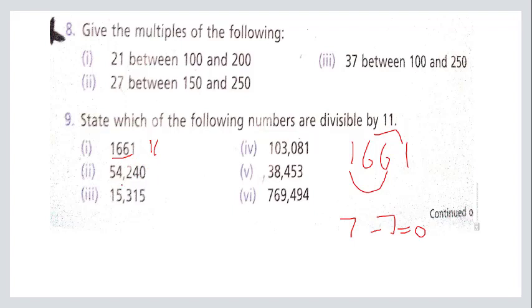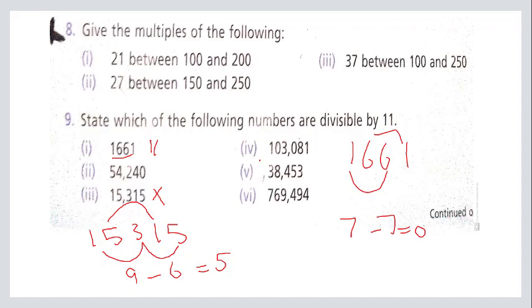Now let's check this third part. 1 5 3 1. 1 plus 3, and then 3 plus 5, alternate digits are to be added, and then 5 plus 1. So 1 plus 3 is 4, 4 plus 5 is 9, minus 5 plus 1 is 6. So 9 minus 6 is 5. So this is neither 0 nor 11, so this is not divisible by 11.